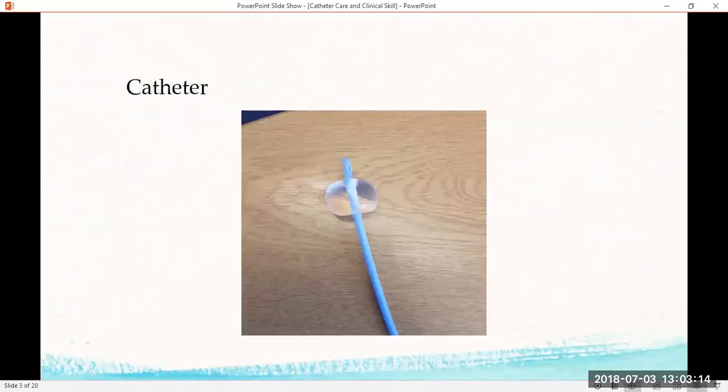So this photograph is a catheter with the balloon inflated. So that balloon holds 10 mils of water. And what you can see at the top is a small eye, and that's where the urine drains through into the leg bag. So from that photo you can see it's quite a substantial balloon that's keeping that catheter in the bladder. So moving on to our next slide.